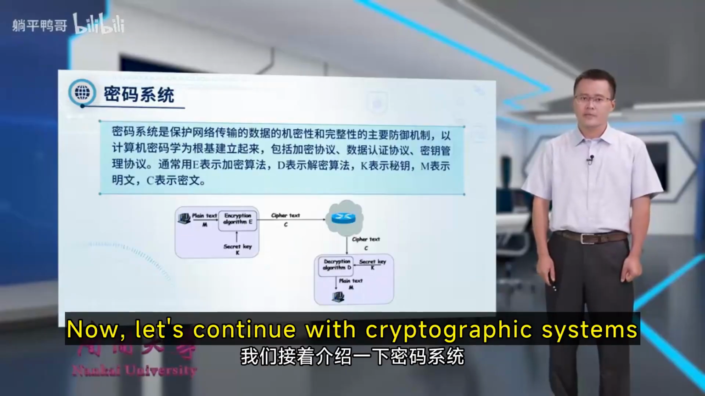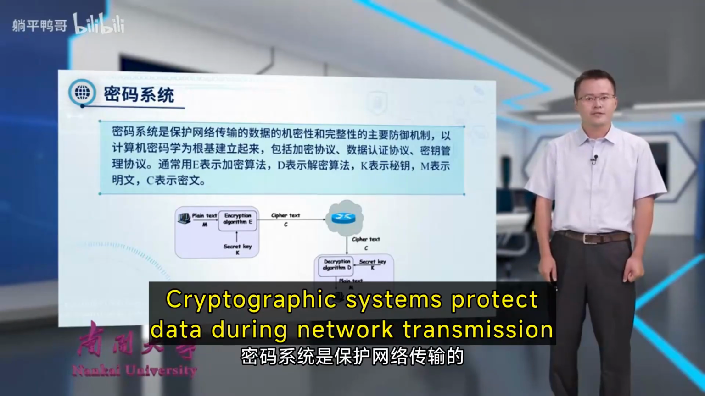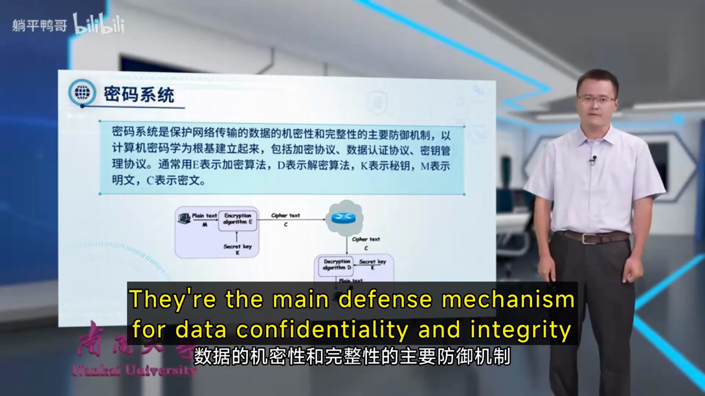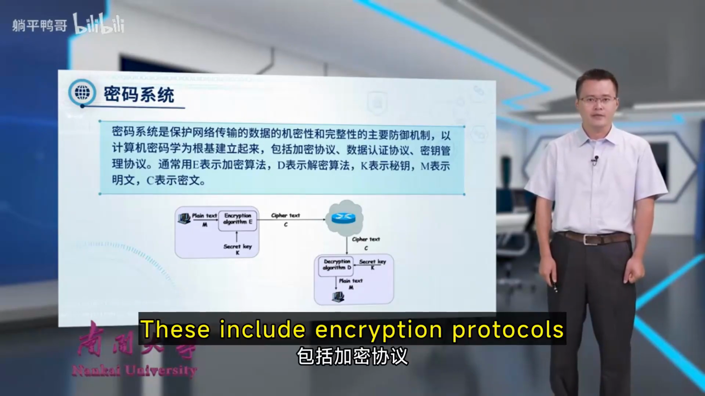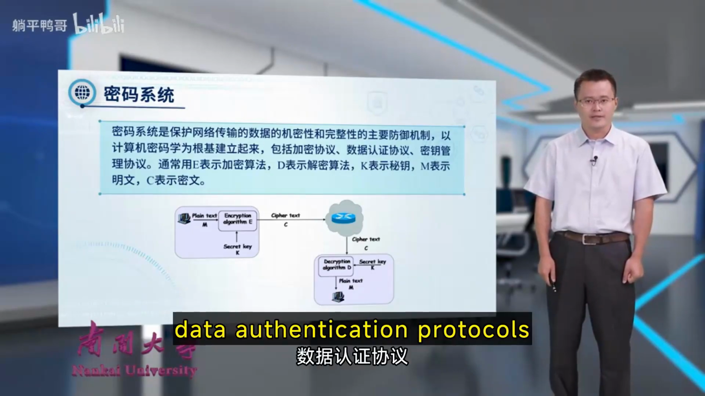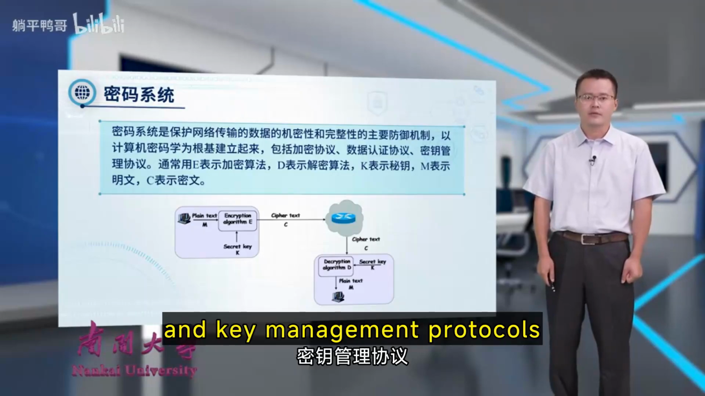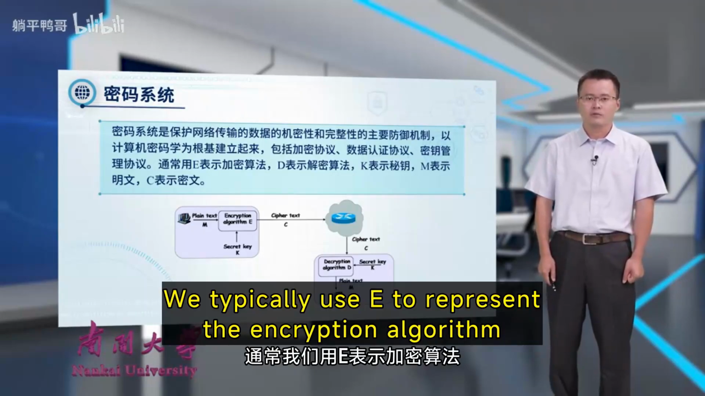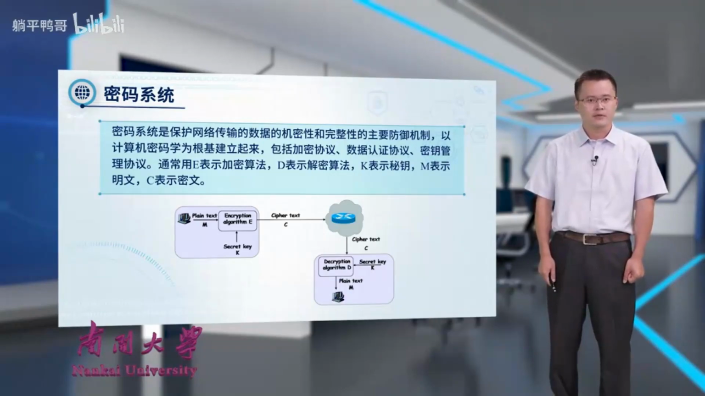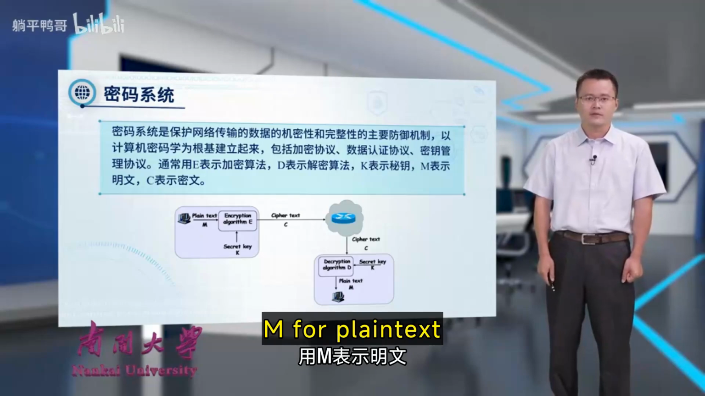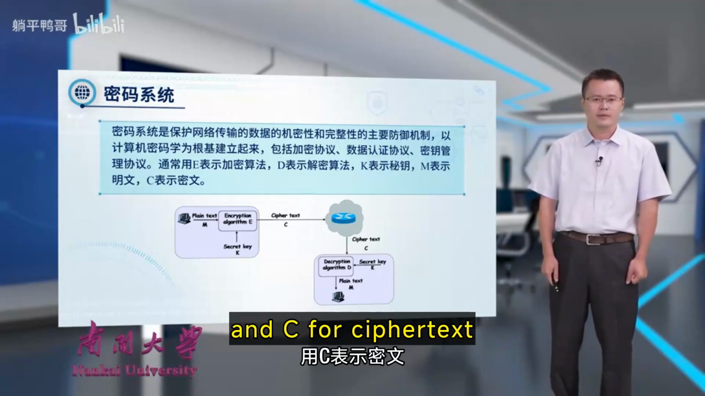Now, let's continue with cryptographic systems. Cryptographic systems protect data during network transmission. They're the main defense mechanism for data confidentiality and integrity, built on the principles of computer cryptography. These include encryption protocols, data authentication protocols, and key management protocols. We typically use E to represent the encryption algorithm, D for the decryption algorithm, K for the key, M for plain text, and C for cipher text.